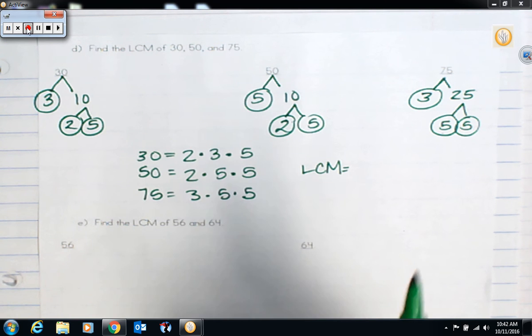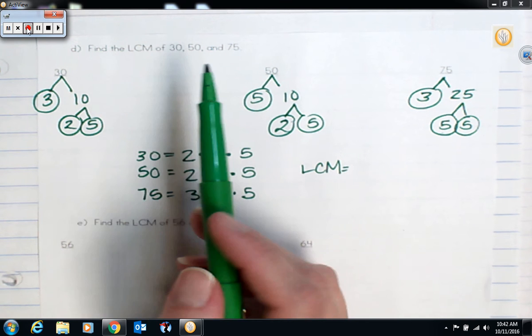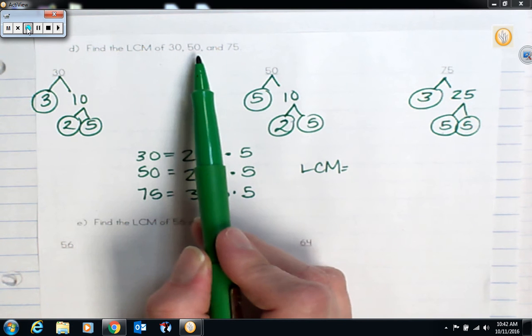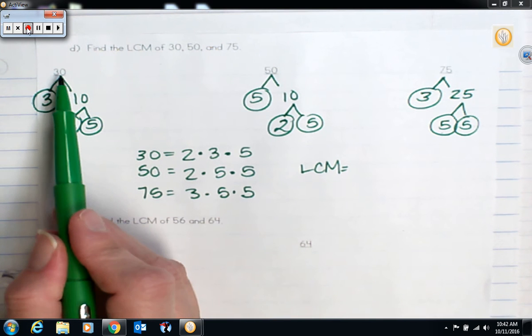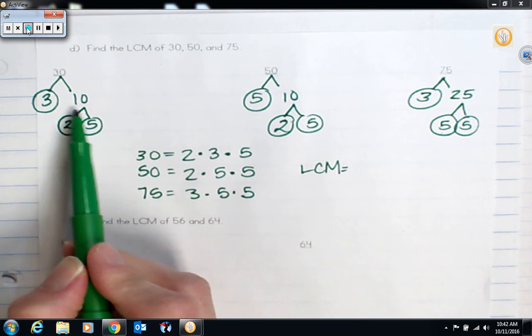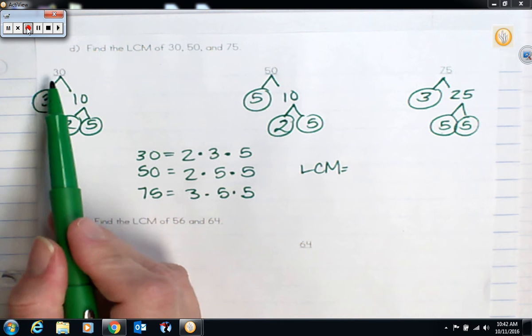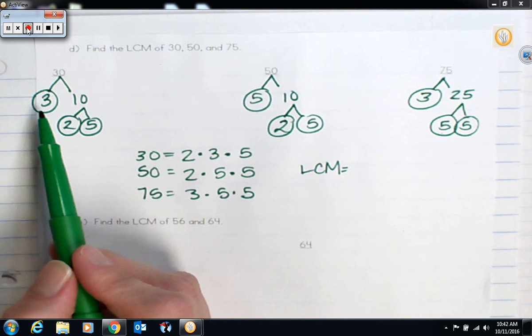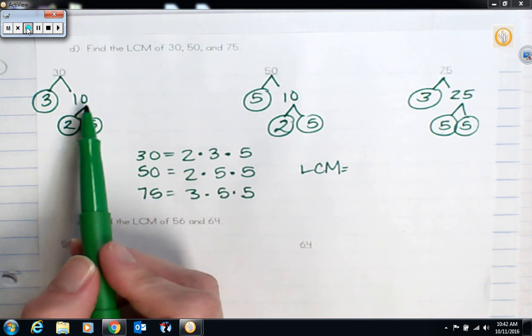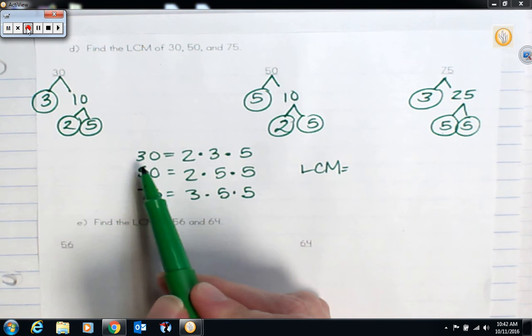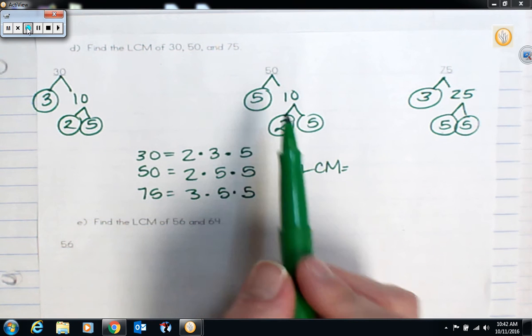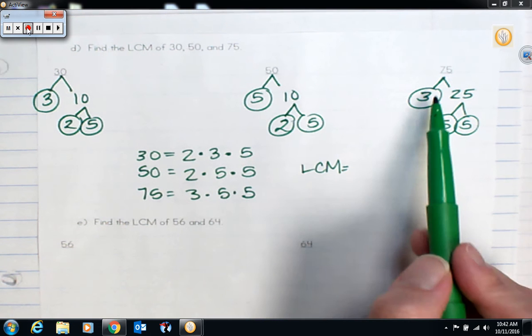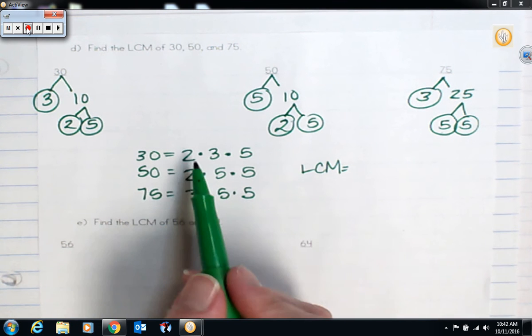We're going to use the prime factorization method now. So I'm going to find the LCM of 30, 50, and 75. I'm going to start with the prime factorization of 30, and I did my factor tree. No matter how you start your factor tree, with whichever factor pair, I could have started with 3 and 10 like I did, or 2 and 15, or 5 and 6. And either way, I should end up with the same prime factorization of 30, that 30 equals 2 times 3 times 5.